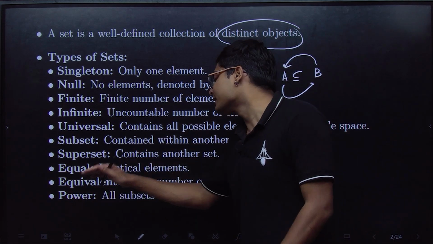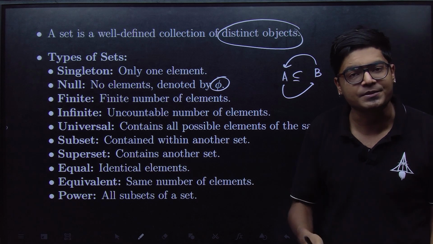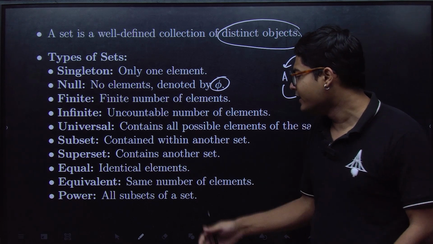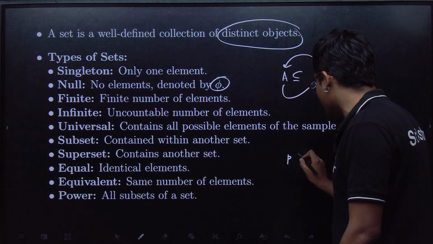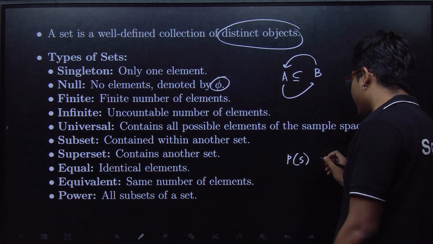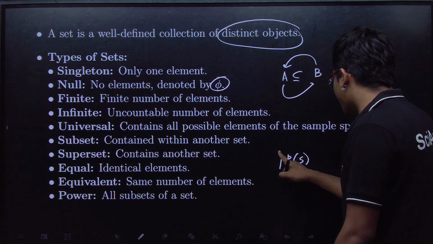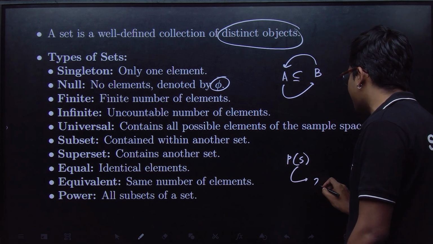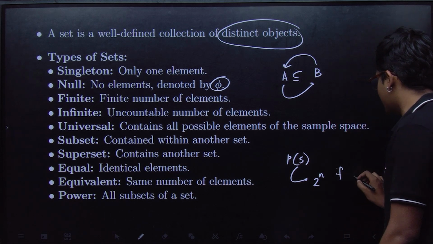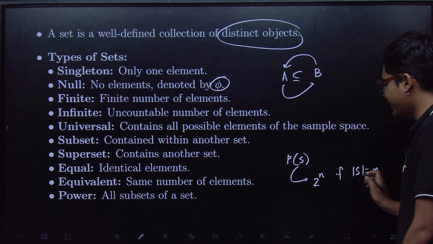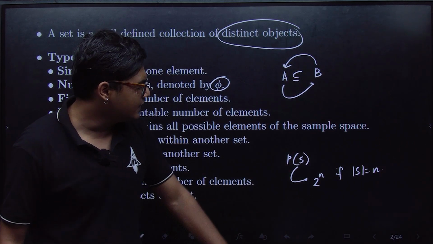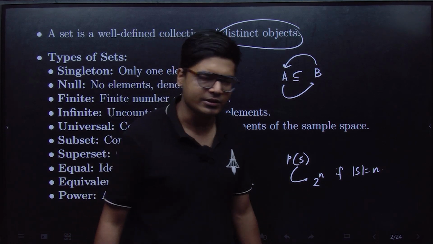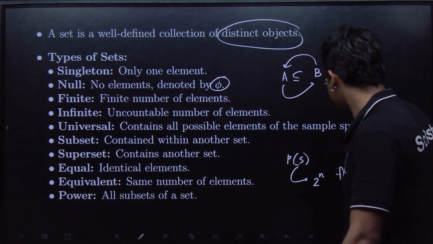What is a power set? The collection of all possible subsets of a set is what a power set is, right? So if you take a set S, the power set is denoted by P of S, or you can use your own notation, and the number of elements inside the power set is given by 2 to the power n, if the size of S is n, okay? So if S contains n elements, the power set is always going to contain 2 to the power n elements, okay? This is important, remember this formula, okay?